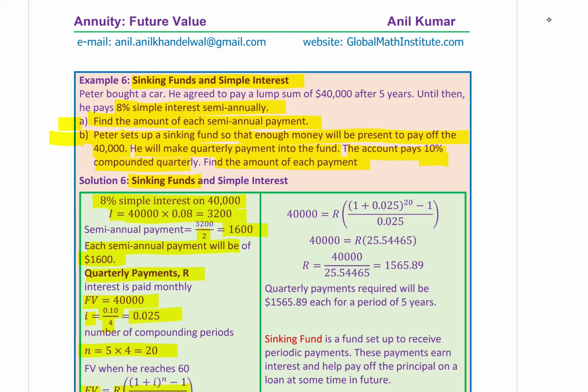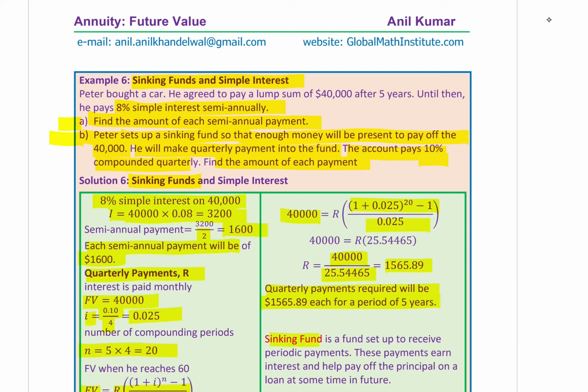Applying to the formula, we know the future value this time, correct? So we'll substitute the future value and the other things known to us and then reverse calculate for the recurring deposit, which comes to 1,565.89. So quarterly payments of $1,565.89 will be made by Peter in this particular sinking fund.